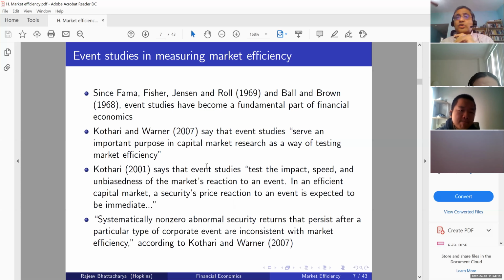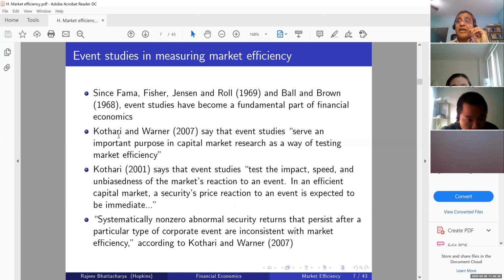That's what we're going to look at. Fama, Fisher, Jensen, and Roll, 1969, as I mentioned, and Ball and Brown, Ray Ball being my very good friend. Event studies have become a fundamental part of financial economics, and these papers are all posted on Blackboard. Then Kothari and Warner. Kothari is somebody I overlapped with at Rochester. He's now a professor at MIT.